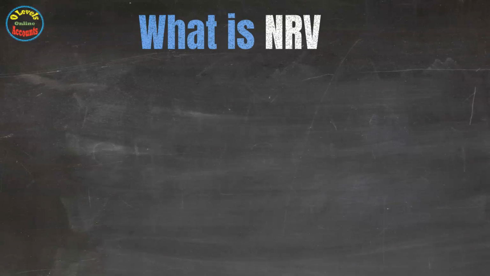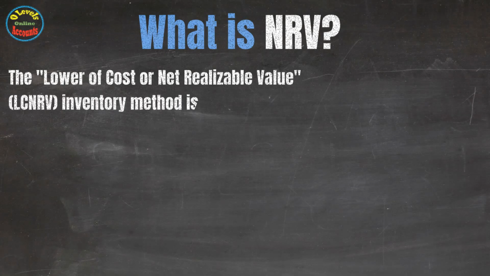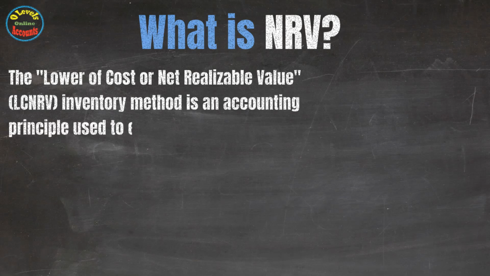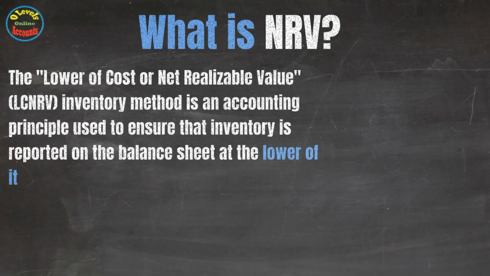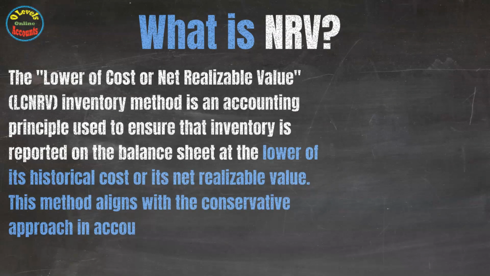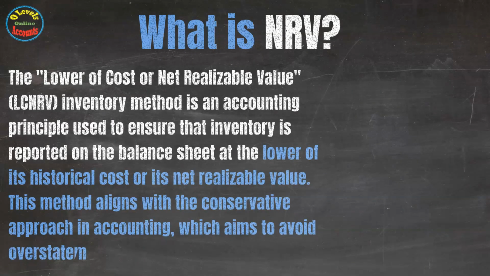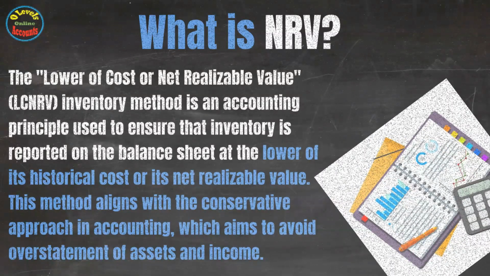What is NRV? The lower of cost or net realizable value inventory method is an accounting principle used to ensure that inventory is reported on the balance sheet at the lower of its historical cost or its net realizable value. This method aligns with the conservative approach in accounting, which aims to avoid overstatement of assets and income. Let's check its key concept. There are two major concepts involved in it.